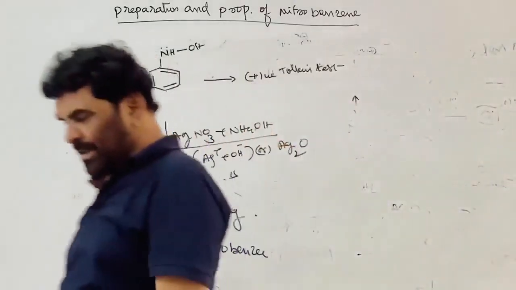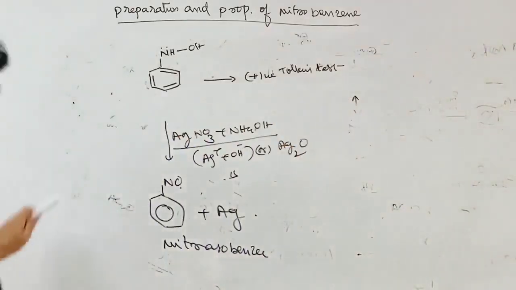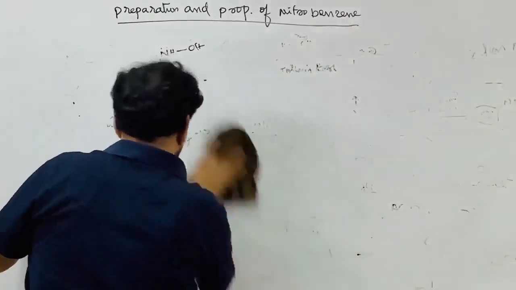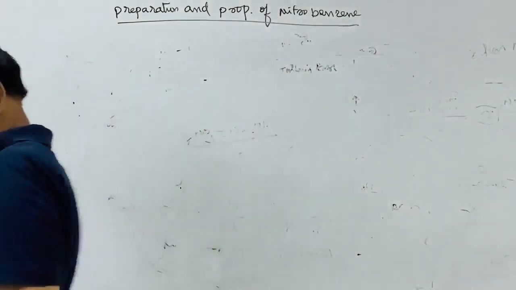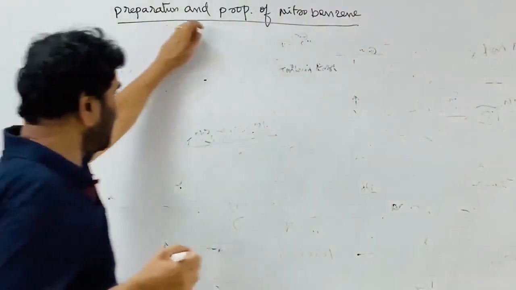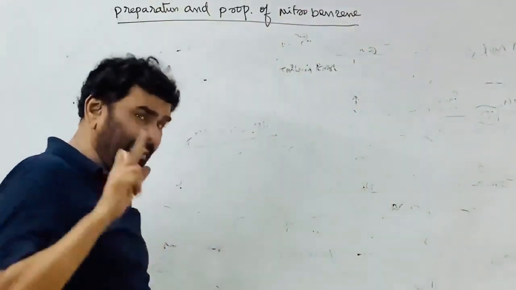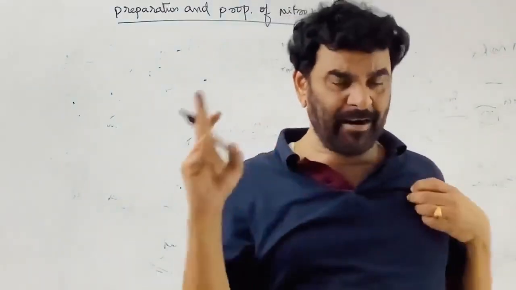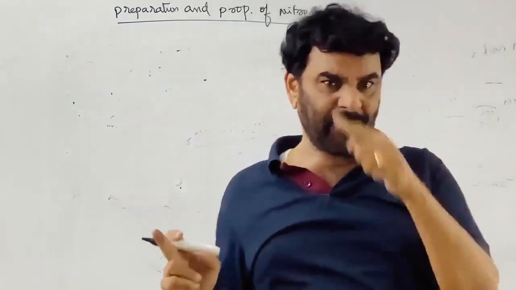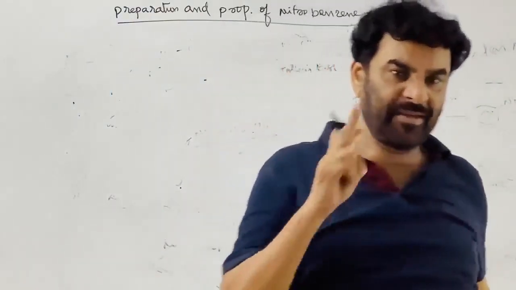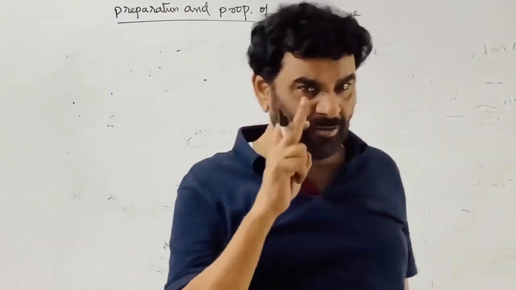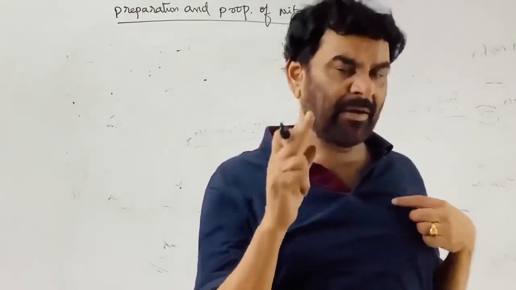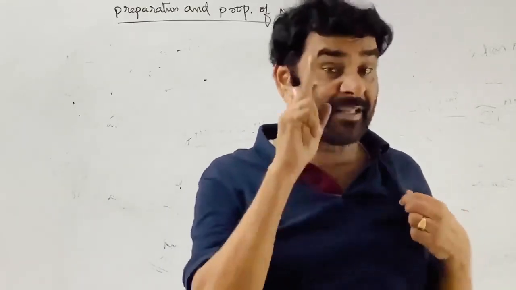So this is about the properties of the nitro group that is attached to this one. See here, the other thing to remember: nitromethane on treatment with lithium aluminum hydride, the nitro group is converted into NH2 group. But if the same nitro group is connected to the benzene ring, that is nitrobenzene, on treatment with lithium aluminum hydride, it gives azobenzene.